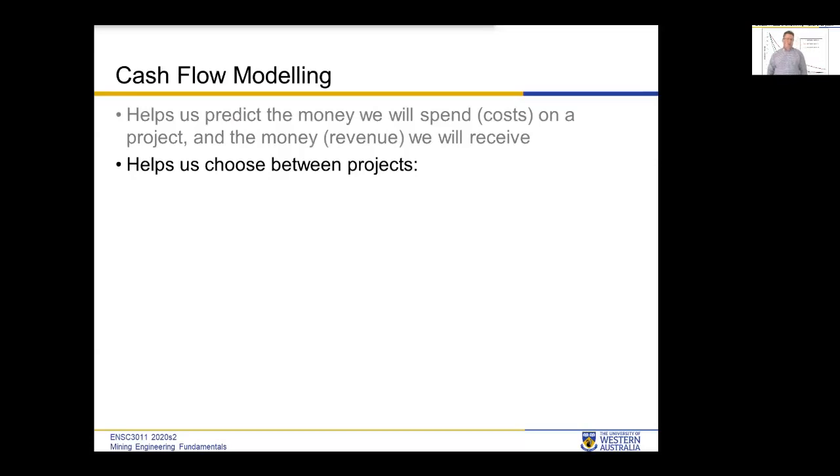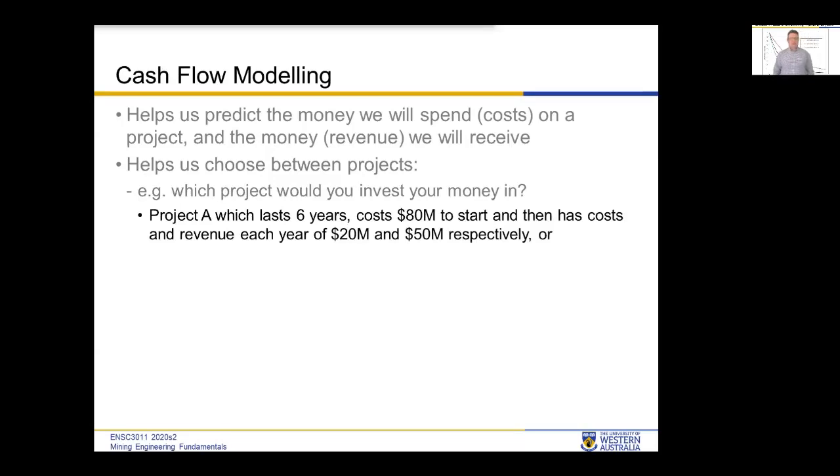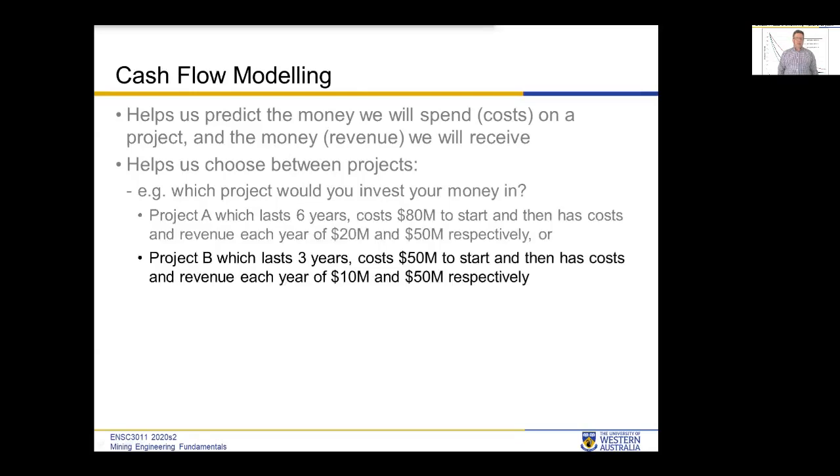It helps us choose between different projects. If we've got 2 different projects, which of these 2 would you invest in? We've got Project A, which lasts 6 years, costs $80 million to start, and then has costs every year of $20 million and revenue of $50 million. So that sounds good, but is it better than Project B, which only lasts 3 years, costs $50 million to start with, and then has costs and revenue of $10 million and $50 million respectively? Which one is better? You can look at those numbers and make a bit of a guess, but let's try and do this a bit more scientifically and quantitatively.